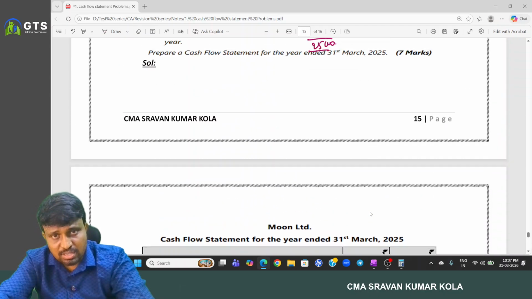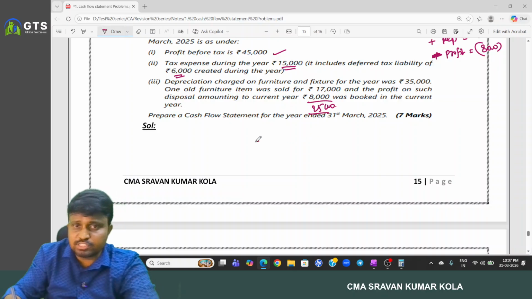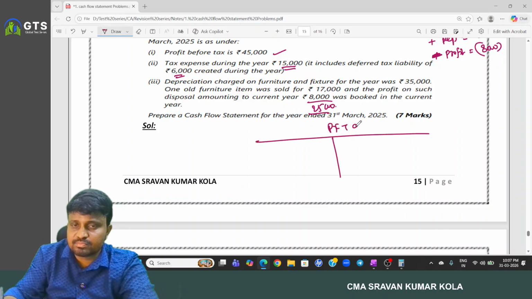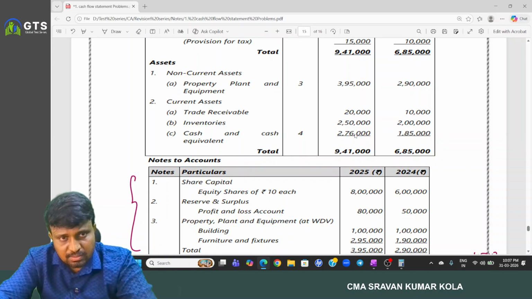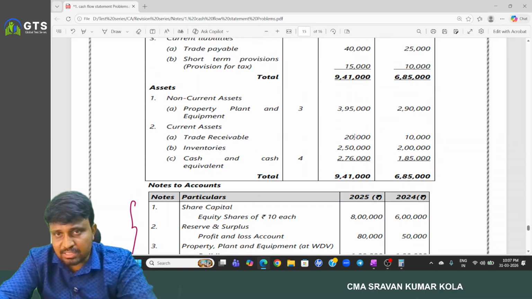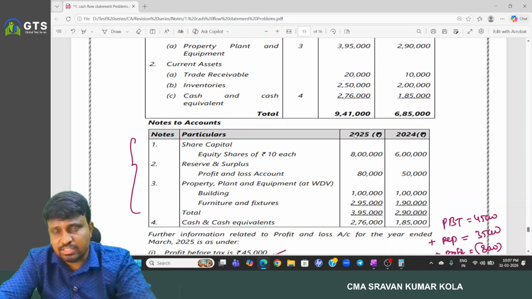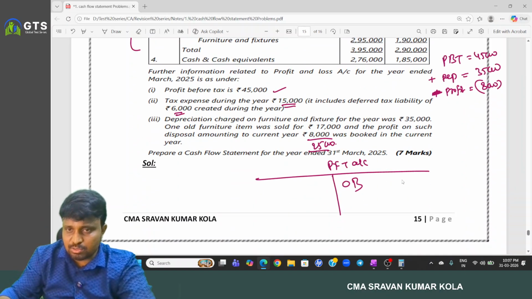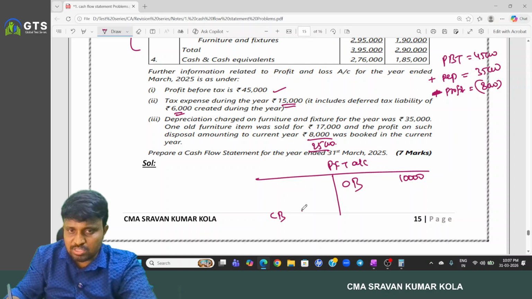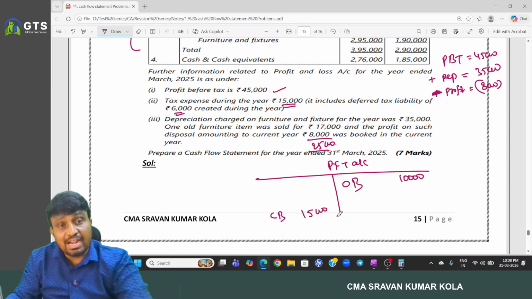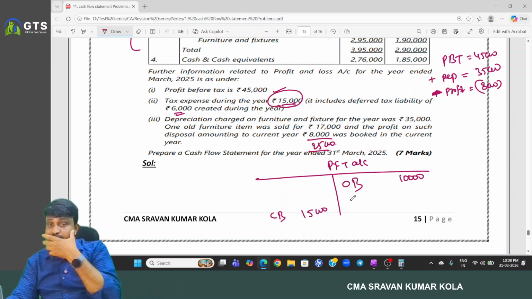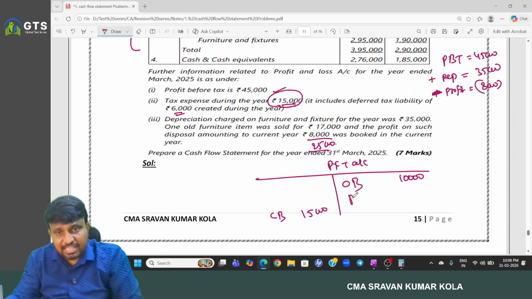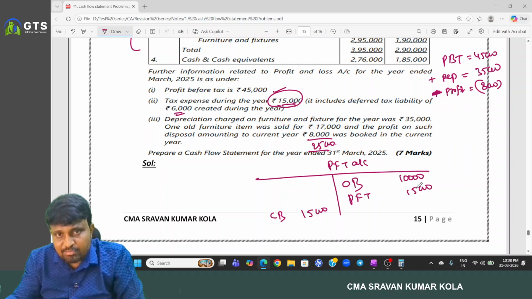How do we get 4,000? First we have to prepare the provision for tax account. What is the opening balance of provision for tax? So here 10,000, 10,000, 15,000. Opening balance here is 10,000 and closing balance is 15,000. And current year tax expense, nothing but the provision for tax. How much is there? 15,000.